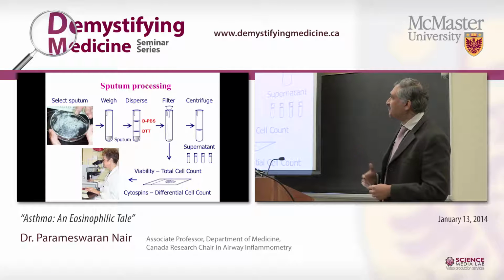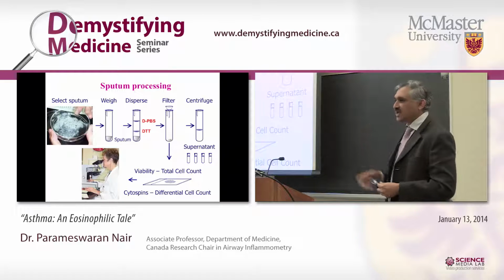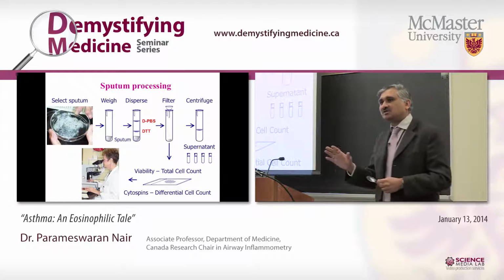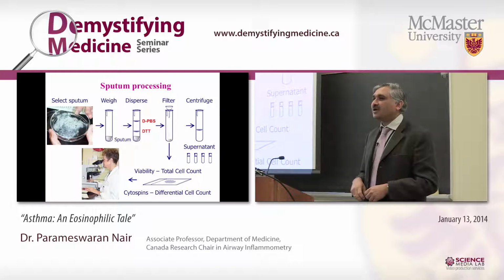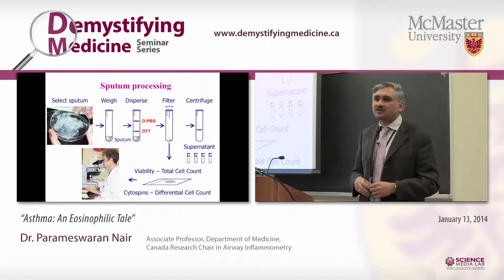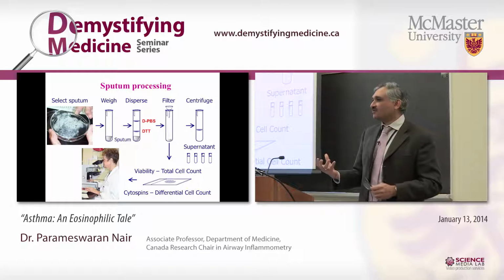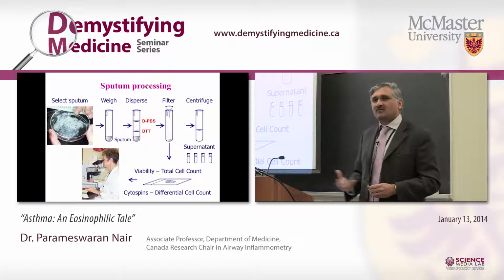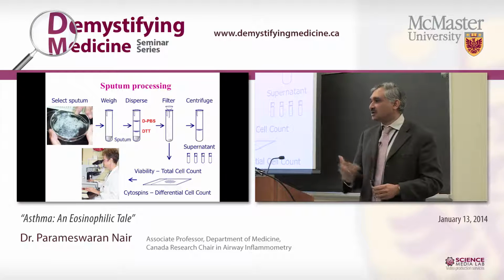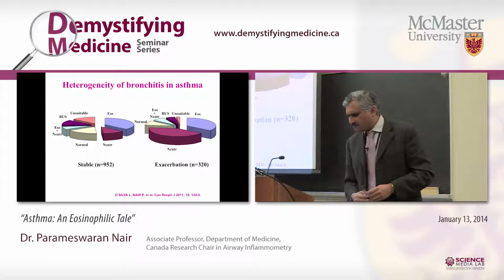We collect sputum, we weigh it, we disperse it, we spin it, and then we stain it and look under the microscope. So essentially, just as you get a total and differential cell count in blood, we get a total and differential cell count in sputum. And if someone coughs up, if you've got an infection, you'll see one white cell called neutrophil. If you've got allergy, you see another white cell called the eosinophil, the pink cell.